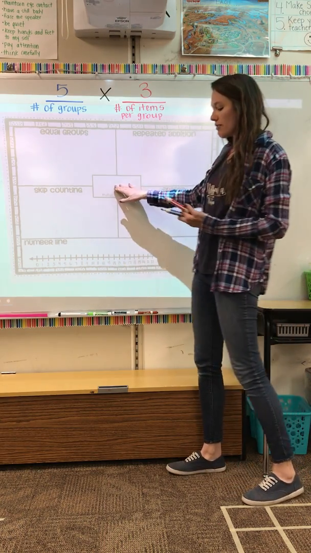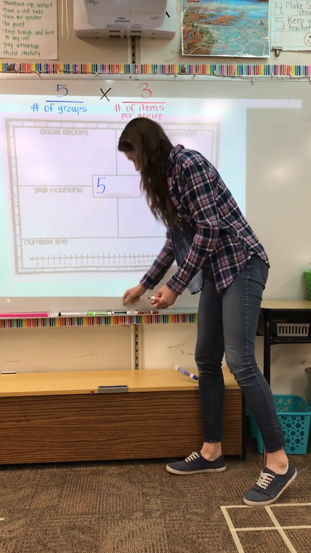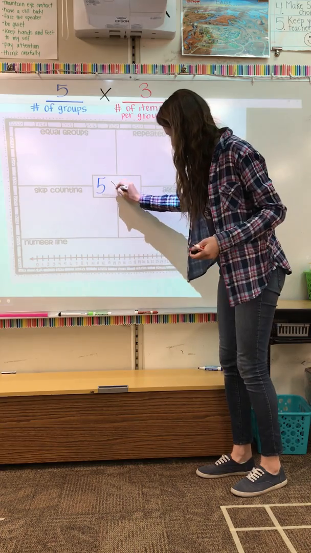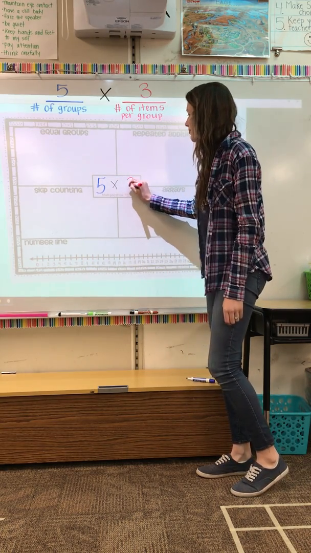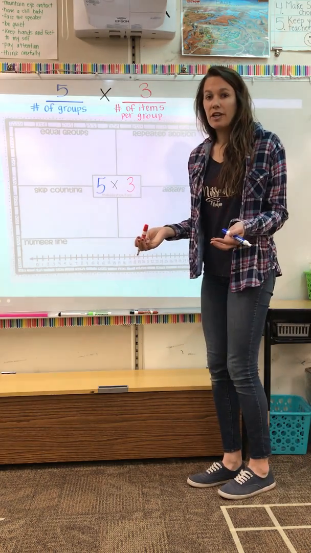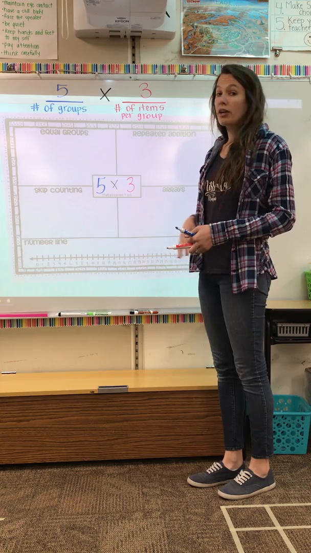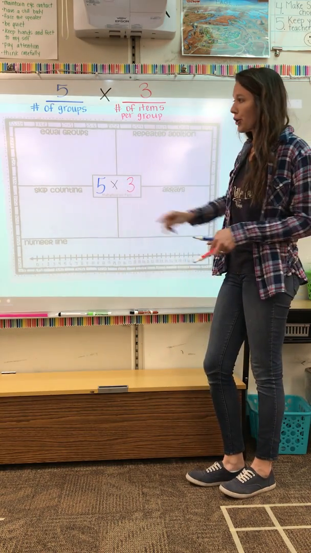So my multiplication fact is going to be 5 times 3. So remember, we sometimes call this cookies and chips, where my cookies are my groups and my chips are the number of items per group.